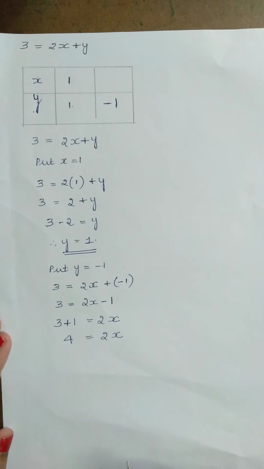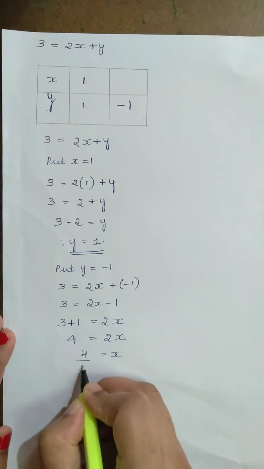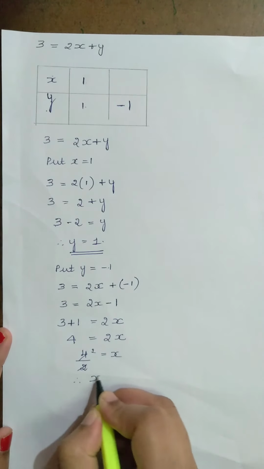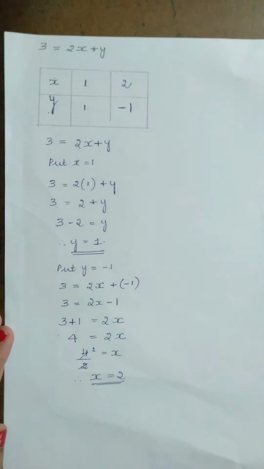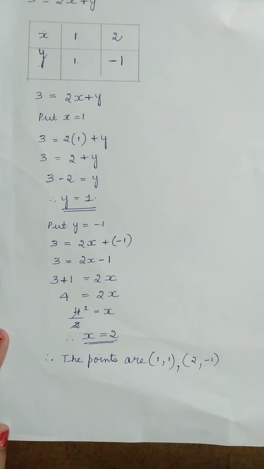3 + 1 is 4, so 4 = 2x. Now we need the value of x. x = 4/2, and 2 twos are 4, therefore x = 2. So we got the second point as (2, −1). Not only two values, we can take more than two values to plot a graph. Therefore the points in this equation are (1, 1) and (2, −1). Now using these points let us plot a graph.